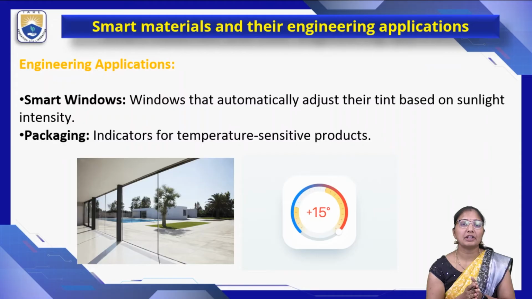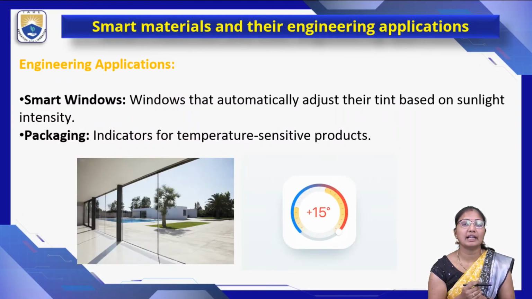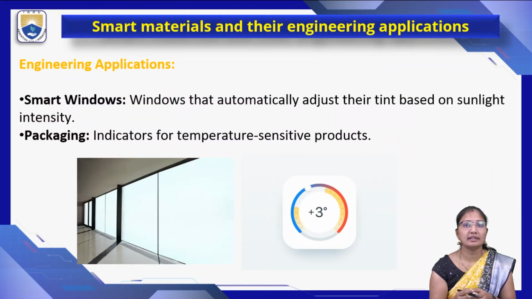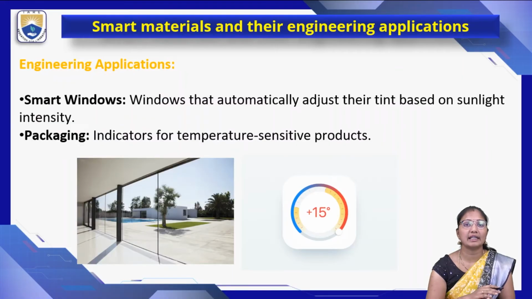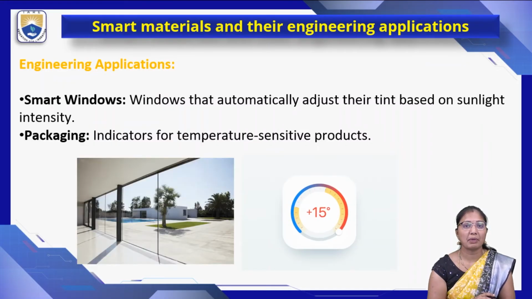The engineering application of these photochromic and thermochromic materials is in the manufacture of smart windows. These smart windows automatically adjust their tint based on the sunlight intensity. The glass will have a layer of photochromic substances. They will apply a coat of thermochromic substances on a layer of glass. They are called smart windows.